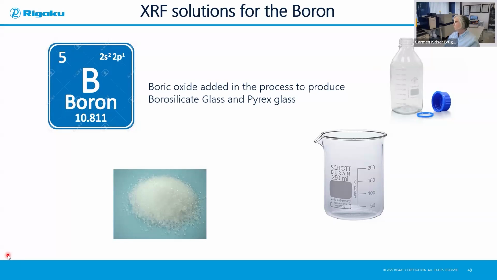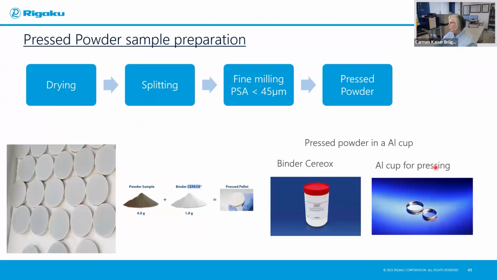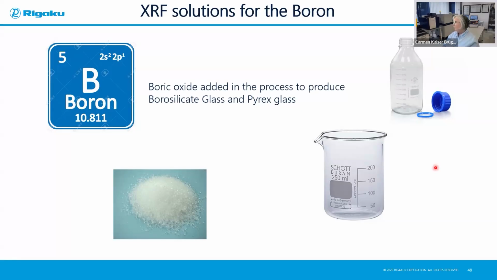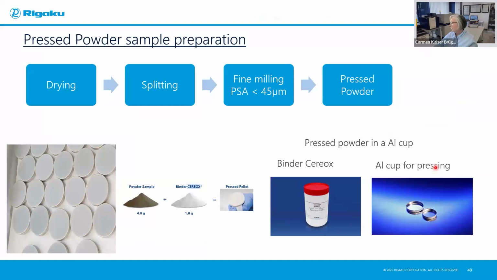So here we have the example of where boron can be added to glass to produce heat-resistant Pyrex glass or borosilicate glasses, which are commonly used in laboratories. Of course, some of our glass customers really use XRF to measure the boron in their final products and, of course, their raw materials. So once again, just explaining how important sample preparation is in terms of pressed powder.